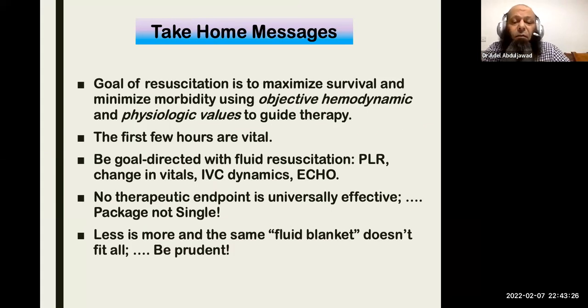The goal of your resuscitation of a crashing patient or a patient with undifferentiated shock is to maximize the survival and, of course, to minimize the morbidity by using objective, not subjective, hemodynamic tools, as well as the physiologic variables to guide your therapy. The first few hours are vital during the resuscitation to minimize the organ failure and mortality.